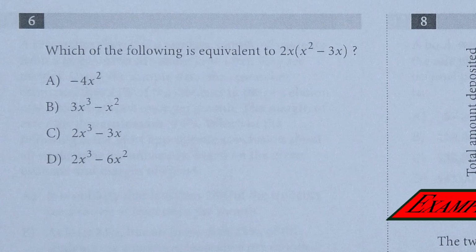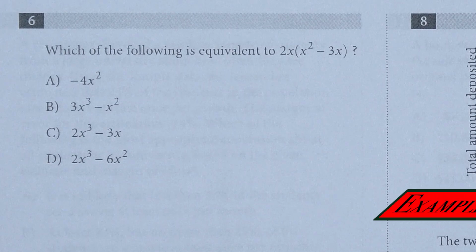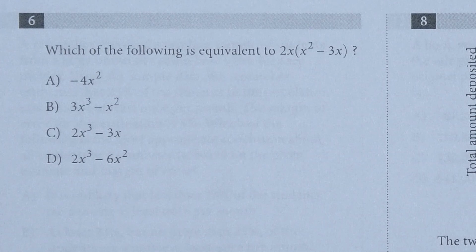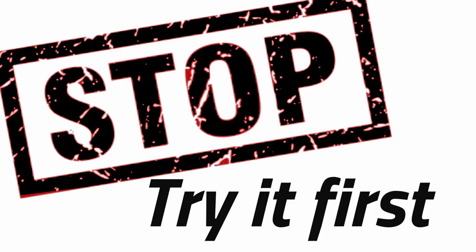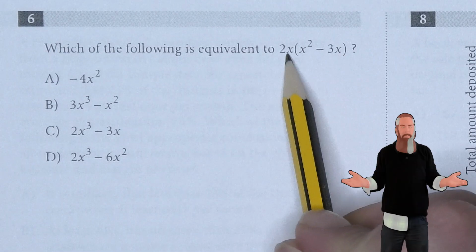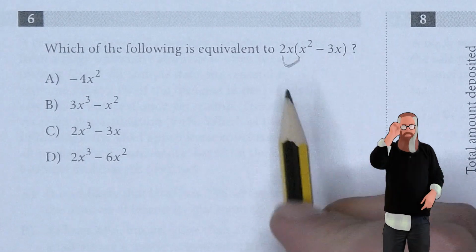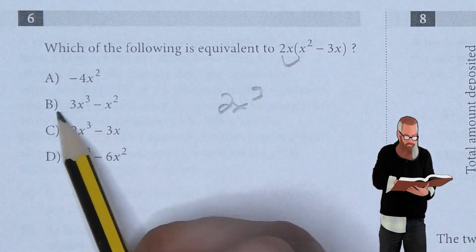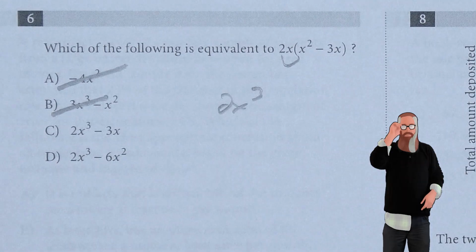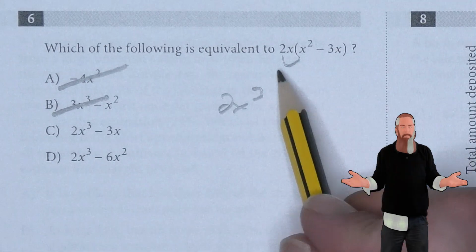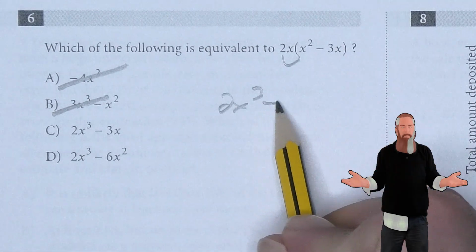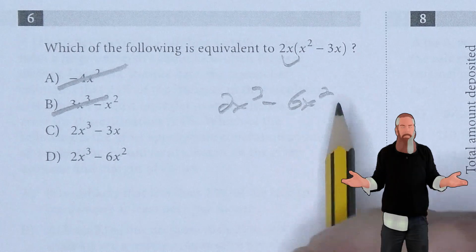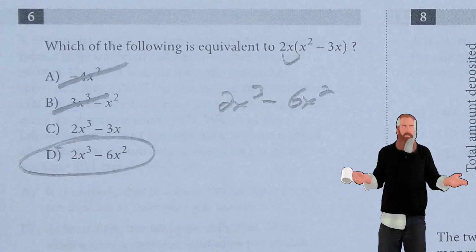Which of the following is equivalent to 2x times 2x squared minus 3x? Let's distribute this into the parentheses. 2x times 2x squared would give me a 2x cubed. So if it does not have a 2x cubed, then I can go ahead and eliminate that as an answer. 2x times negative 3x would be minus 6x squared, which leaves us with D as the answer.